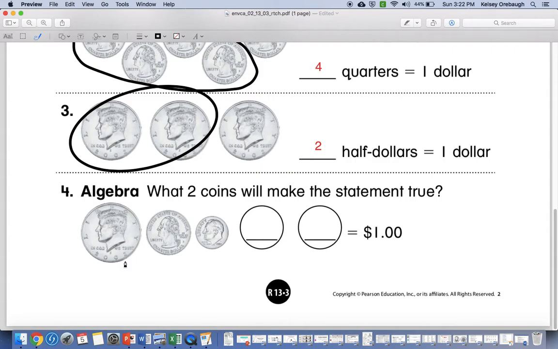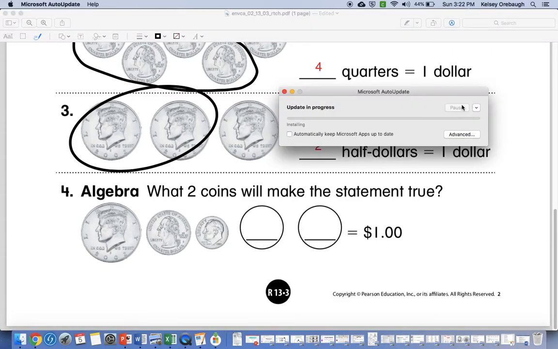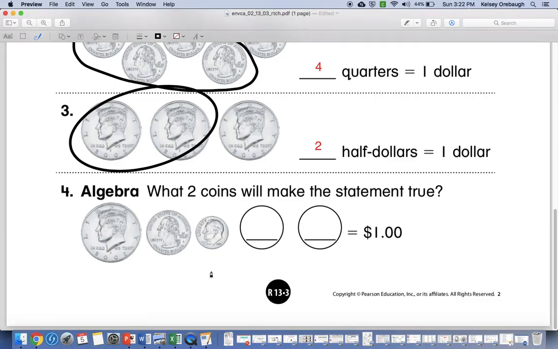Let's see what we have here so far. I see a half dollar, a quarter, and a dime. A half dollar is worth 50 cents. I'm going to write my amounts down here. 50 cents. A quarter is worth 25 cents.